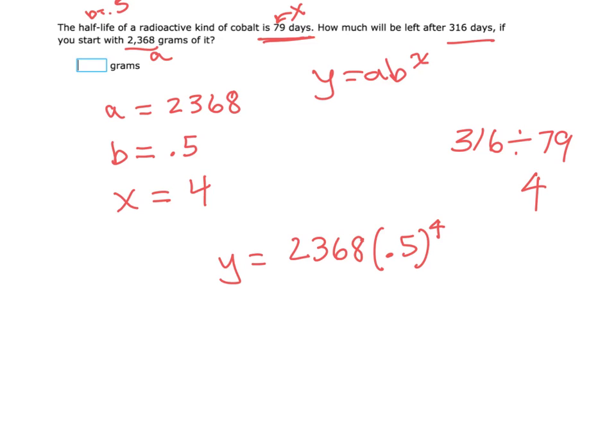2368 times 0.5 raised to the 4th. That means that there's only 148 grams left after that period of time. So these are a little complicated, but they start to make sense once you get the hang of it. I'm sure you guys will have no trouble at all.